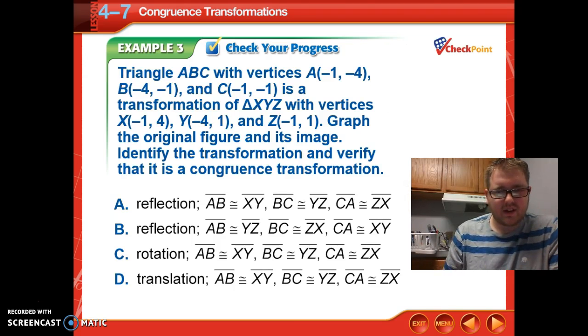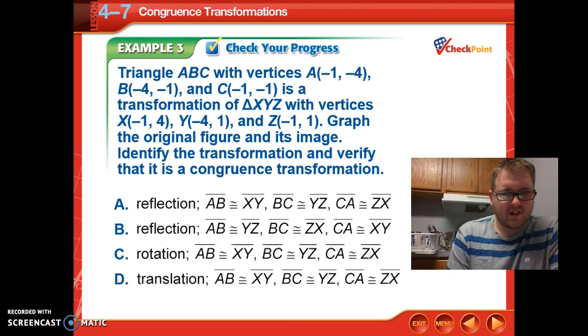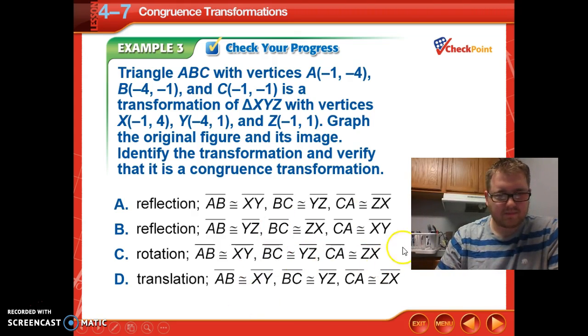So go ahead and test your knowledge here. We have these two triangles ABC and XYZ. With those points, if you want to use graph paper, you can graph the original figure and its image, and then discuss whether that's a congruence transformation or if the triangle has changed in size. Or in other words, I'm sorry, we're just identifying the type of transformation and verifying that it's a congruence transformation.